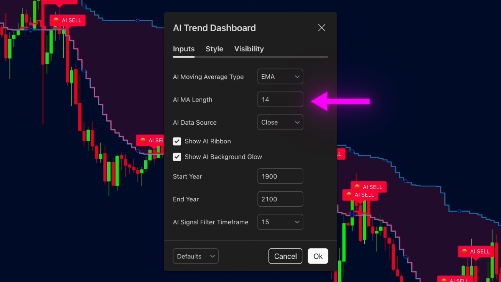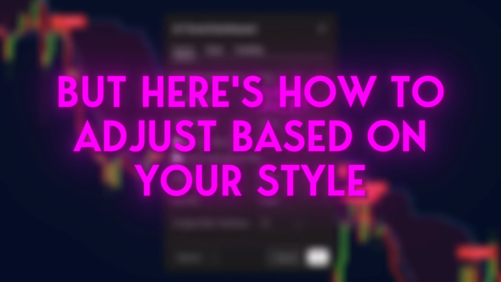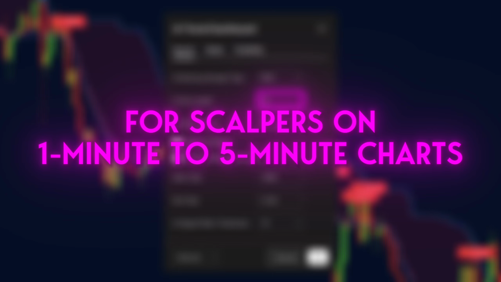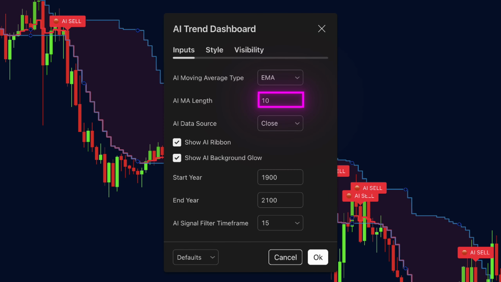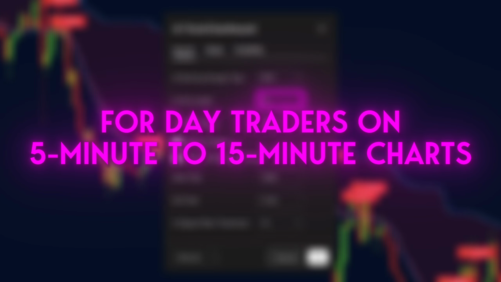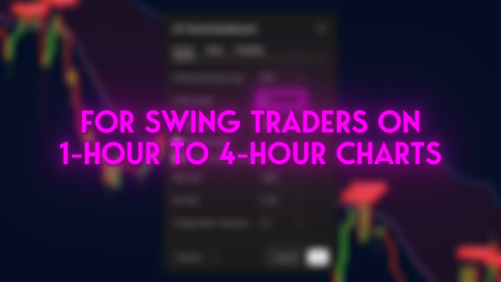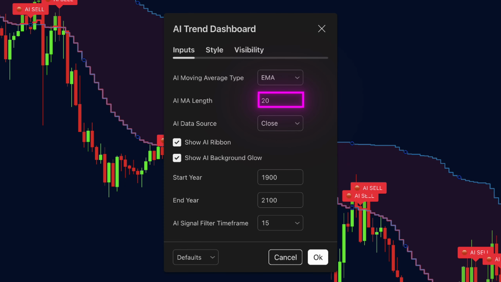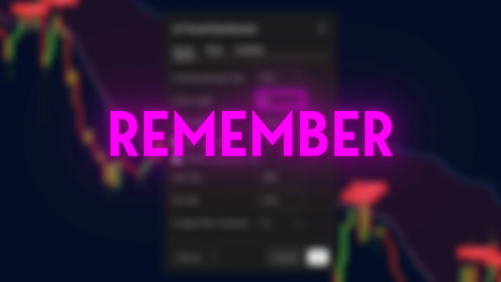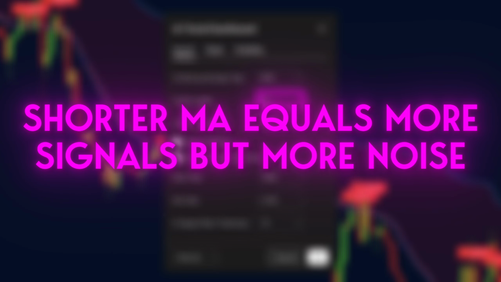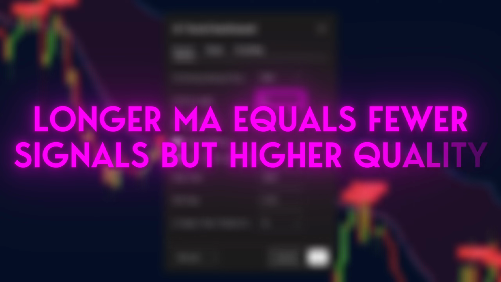Next is the Swift Edge MA length. It's set to 14 periods by default, but here's how to adjust based on your style. For scalpers on 1-minute to 5-minute charts, drop it to 10 to 12 for faster reactions. For day traders on 5-minute to 15-minute charts, keep it at 14 to 20 for balanced responsiveness. For swing traders on 1 hour to 4 hour charts, bump it to 20 to 30 for stability and fewer signals. Remember, shorter MA equals more signals but more noise. Longer MA equals fewer signals but higher quality.